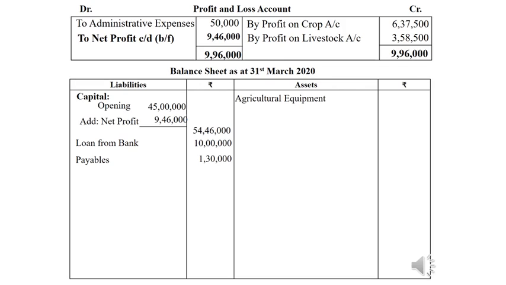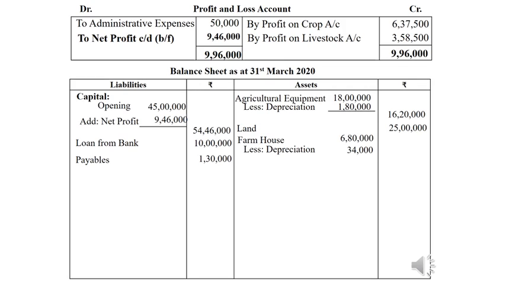So on the asset side, agricultural equipment depreciation is given in the problem. 18 lakhs less depreciation, rupees 1,80,000, 10% is given. Therefore, 16,20,000 is the written down value of agricultural equipment. Similarly, land is given. Land, no appreciation or depreciation is there, 25 lakhs. Then farmhouse depreciation is there, 6,80,000 less 5% depreciation, 34,000. You need not worry about 17,000 here. So it is fully recorded as it is.